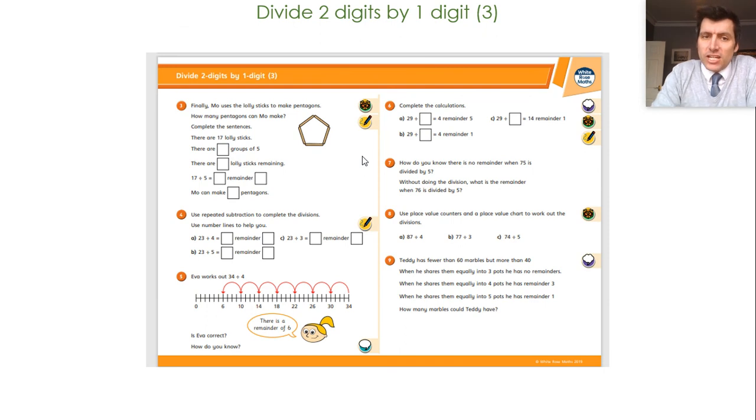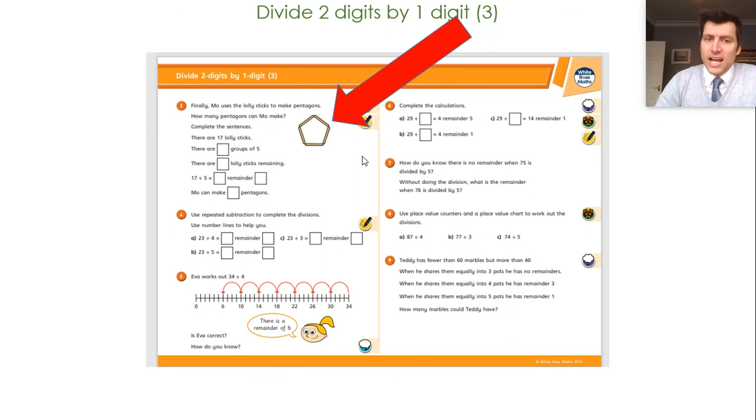Right, guys, your main sheet that Miss Ashford and Mrs. Hand have sent you today looks like this. Now, lots of working out to do, and some of it you can use diagrams as well for. But if you've got any sticks, you can have a go at what Mo's doing here. And this is a great question for understanding how to use remainders.